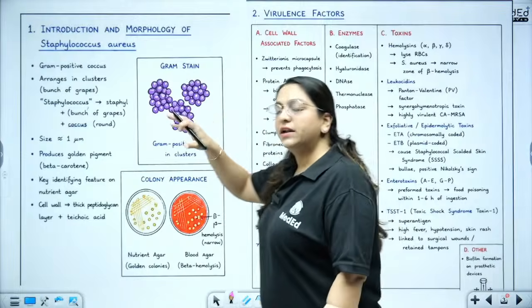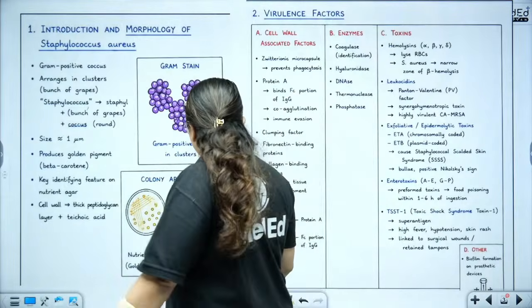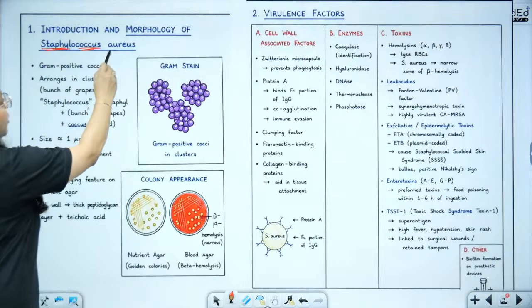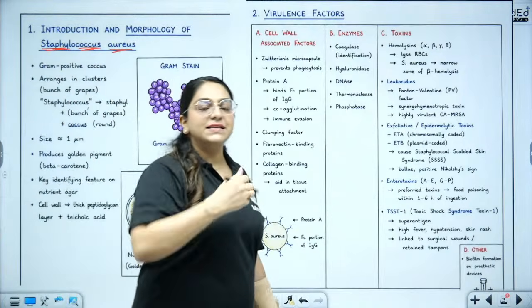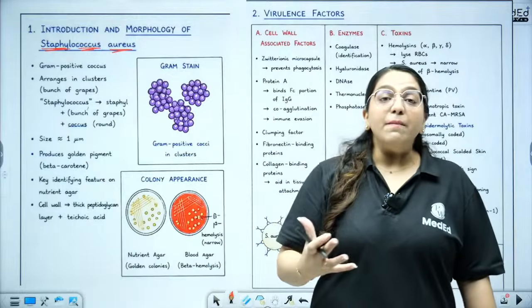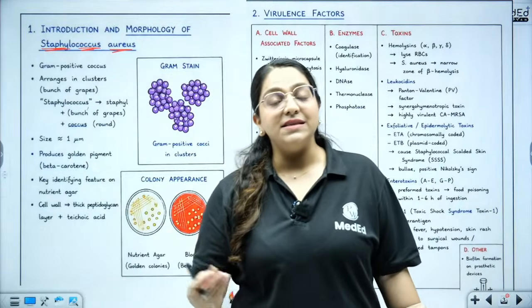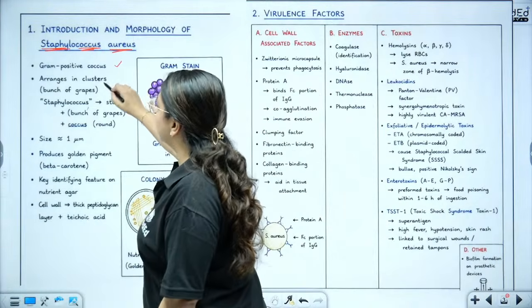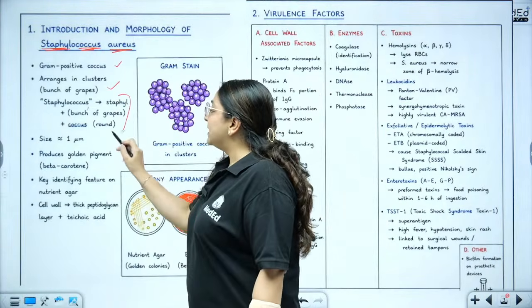Of course, you know it, the students, they know it better than anybody else. Staphyle means bunch of grapes, coccus means round, and aureus means golden. So the bacteria itself is telling you that I am a gram-positive coccus in grape-like clusters and I produce the golden pigment. That is what you will write. It's a gram-positive coccus arranged in bunch of grapes. You will tell the etymology here.